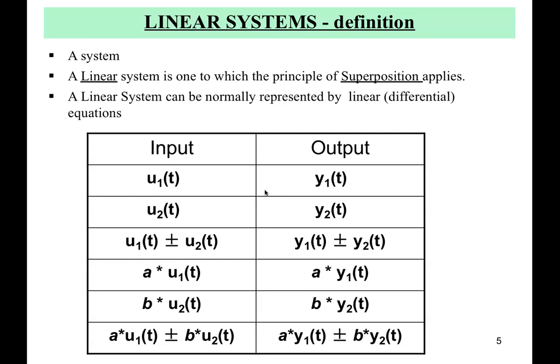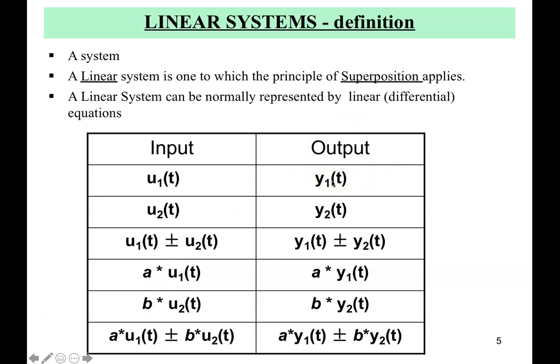Now, how to determine whether a system is a linear system or nonlinear system is fairly straightforward. A linear system is one where the principle of superposition applies. So what does that mean? For example, if you look at that lookup table on this slide, I have the input on the left-hand side, I have the output on the right-hand side.